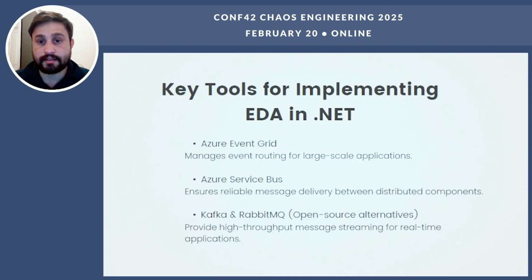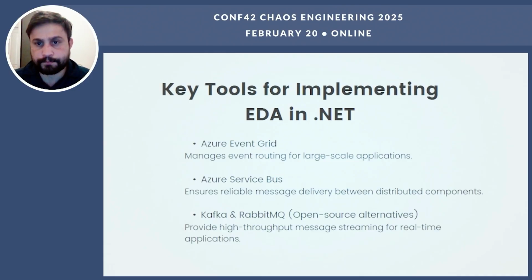The second is the Azure Service Bus. It's a messaging service that ensures reliable message delivery between distributed components. It supports features like message queues, topics, and subscriptions, making it an ideal choice for decoupling services and improving fault tolerance. Third is Kafka or RabbitMQ. These are the open source alternatives.